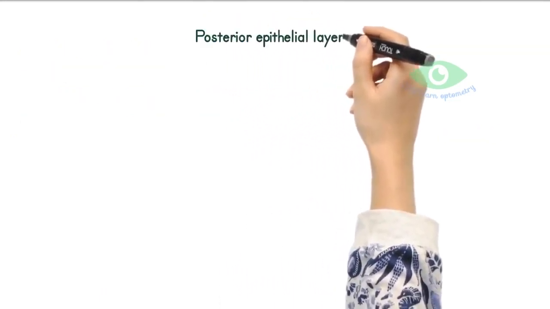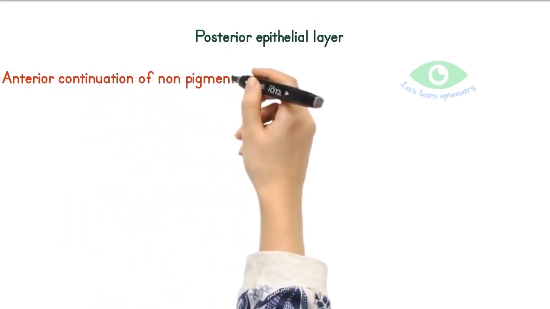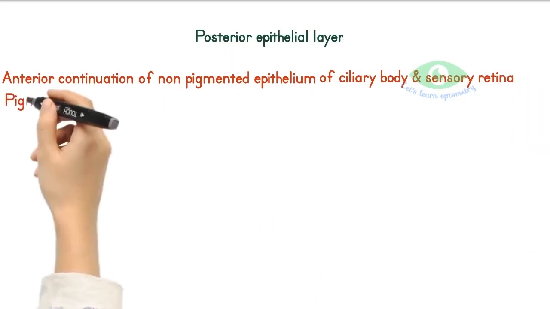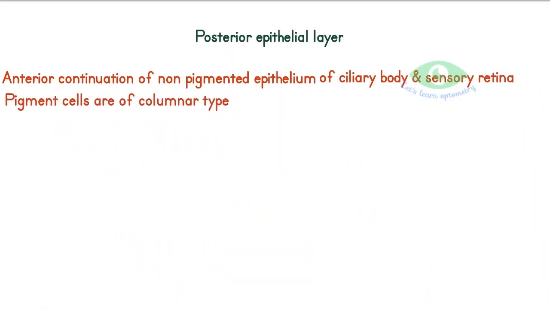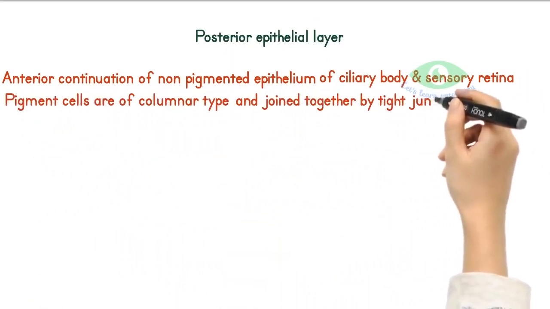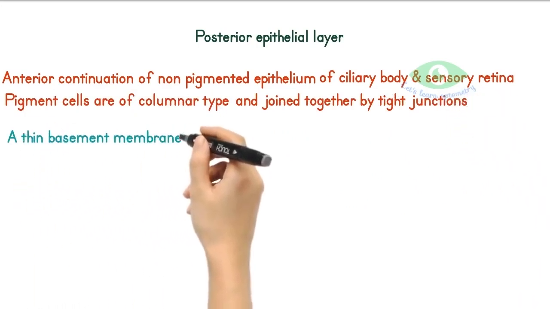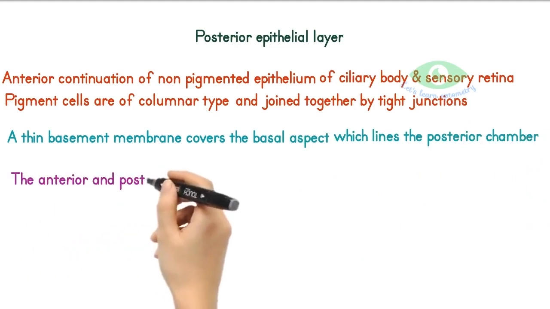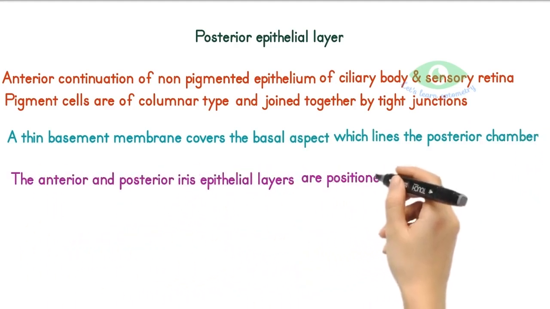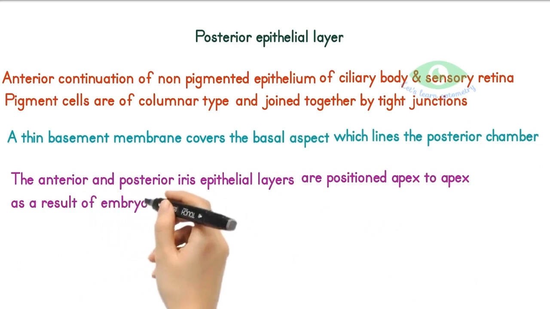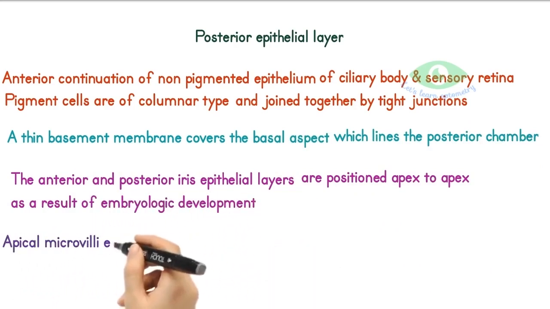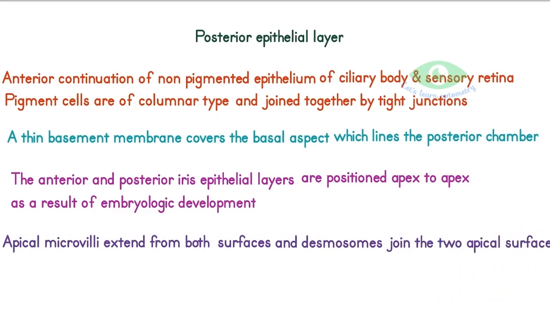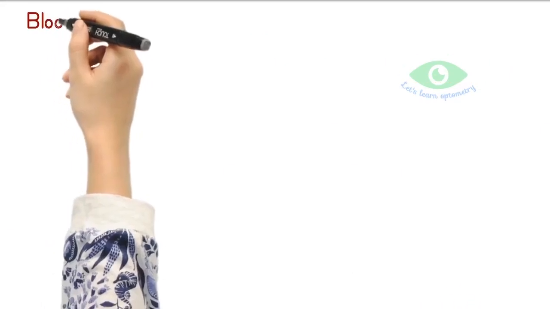Posterior epithelial layer. This layer is the anterior continuation of the non-pigmented epithelium of the ciliary body and sensory retina. Pigment cells are of columnar type and joined together by tight junctions. A thin basal membrane covers the basal aspect which lines the posterior chamber. The anterior and posterior epithelial layers are positioned apex to apex. This is due to the embryological development. Apical microvilli extend from both the surfaces and desmosomes join the two apical surfaces.